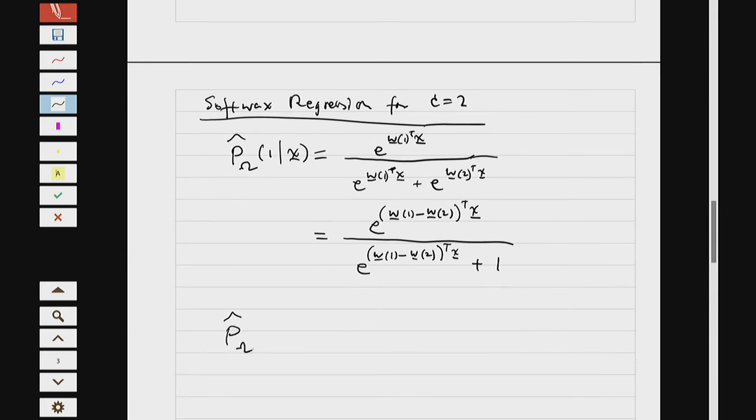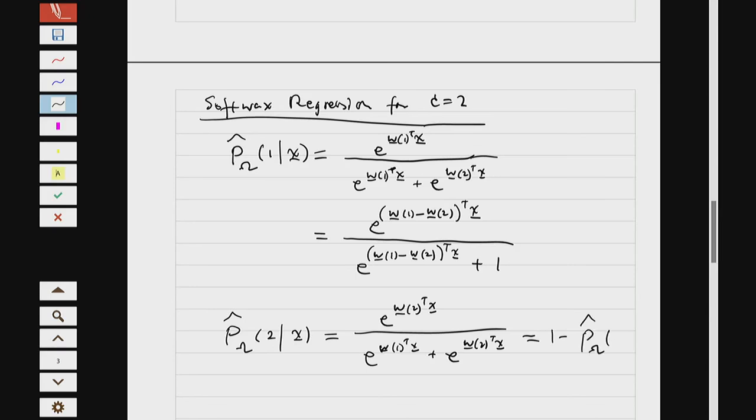Let's also double check what the other case is equal to. Of course, it's e to the w2 transpose x over the same denominator, e to the w1 transpose x plus e to the w2 transpose x. Easily you can see that it's 1 minus p of big omega 1, because they sum to 1. The denominator simply normalizes everything.